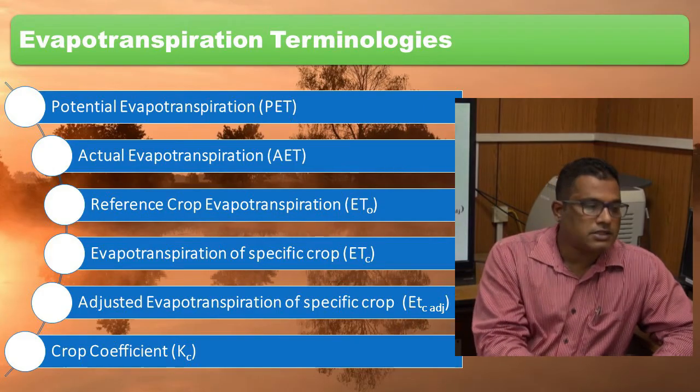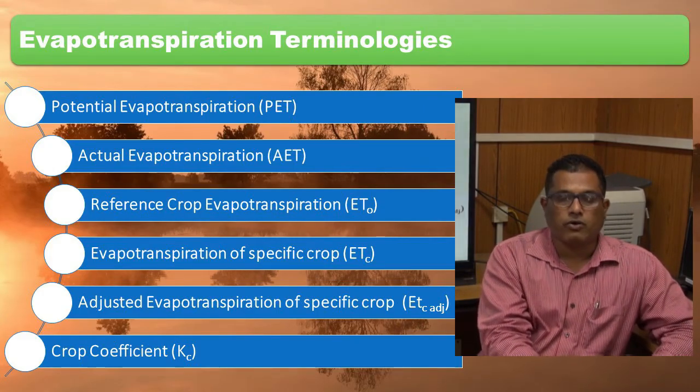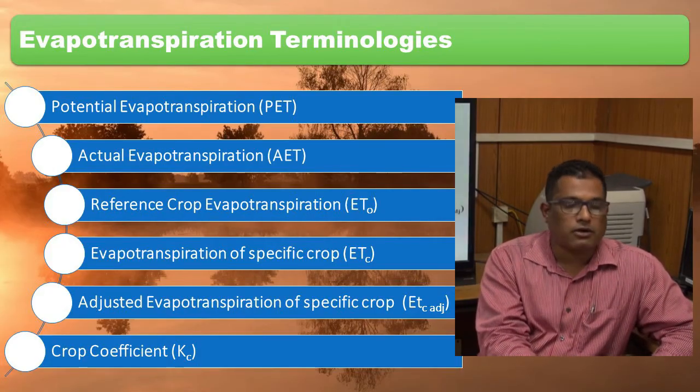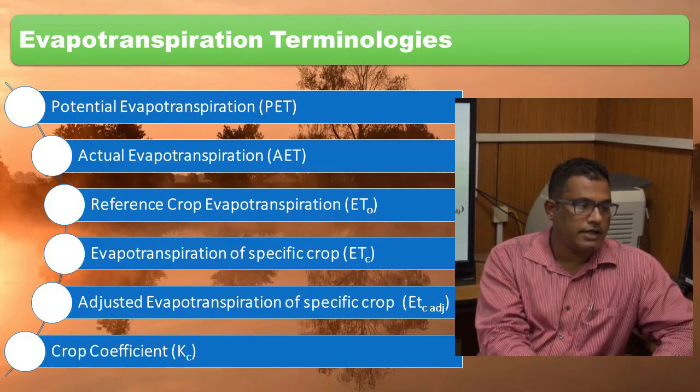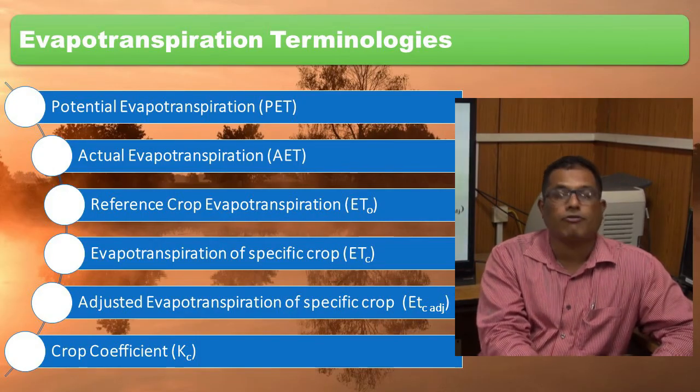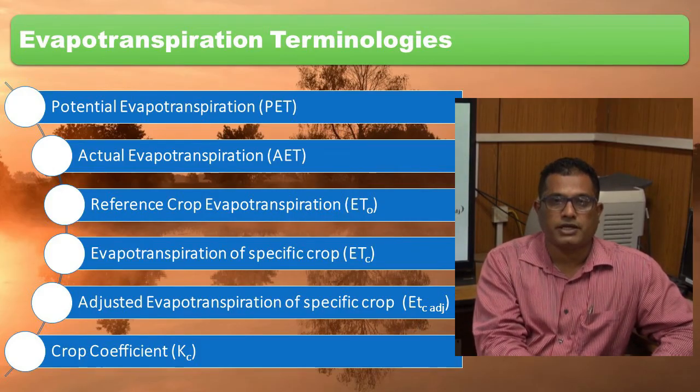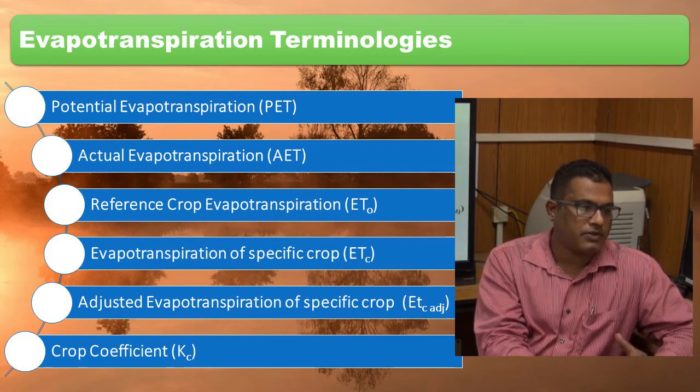Third is the reference crop evapotranspiration, that we call ETo. Next is evapotranspiration of a specific crop, that is ETc. Then adjusted evapotranspiration of a specific crop, that is ETc adjusted. And one thing very important, that is the crop coefficient Kc value. These are certain terms you have to be very acquainted with.